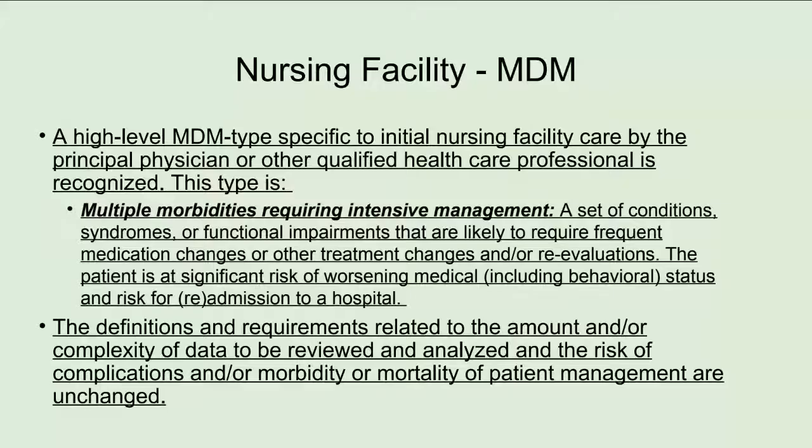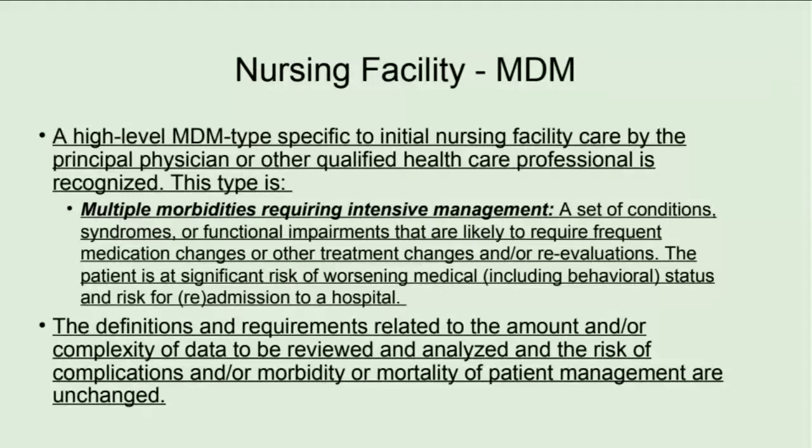It is interesting that a separate element of medical decision-making was created for nursing facility care. This element is part of the number and complexity of problems addressed at the encounter in medical decision-making. Note that this is used for high-level medical decision-making only. So this is what the new type is. Multiple morbidities requiring intensive management: a set of conditions, syndromes, or functional impairments that are likely to require frequent medication changes or other treatment changes and/or reevaluations. The patient is at significant risk of worsening medical, including behavioral status, and risk for readmission to a hospital.